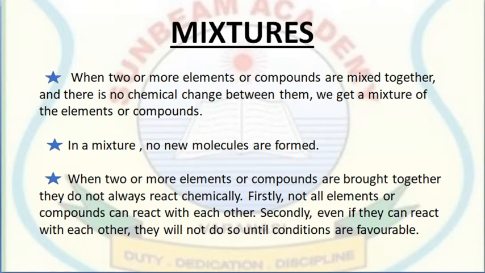When two or more elements or compounds are brought together, they do not always react chemically. Firstly, not all elements or compounds can react with each other. Secondly, even if they can react with each other, they will not do so until the conditions are favorable. Now, children, to explain the mixture properly, come back to the board.